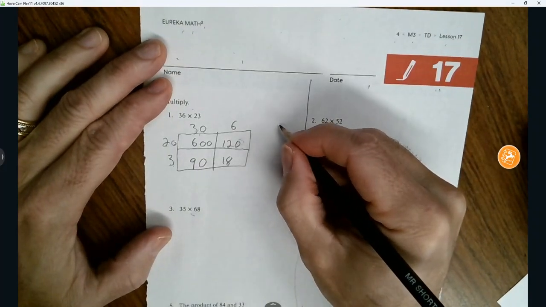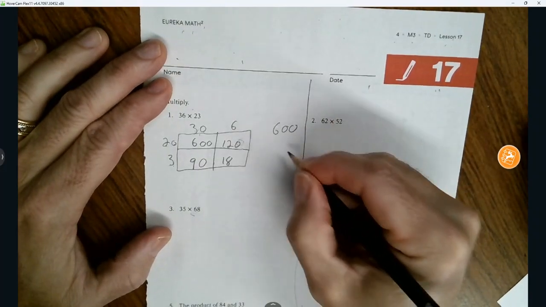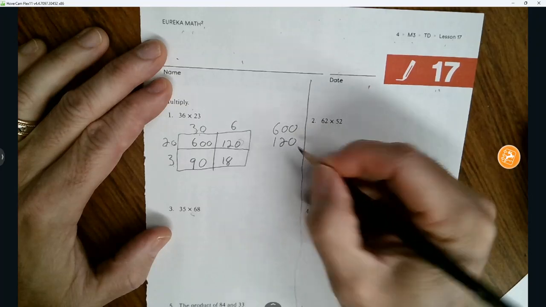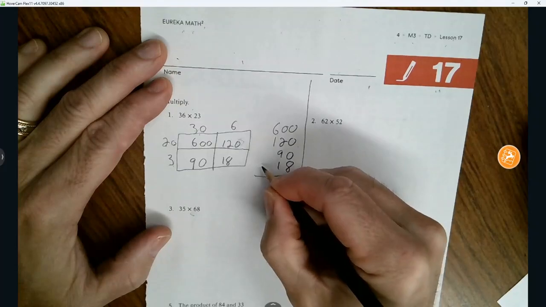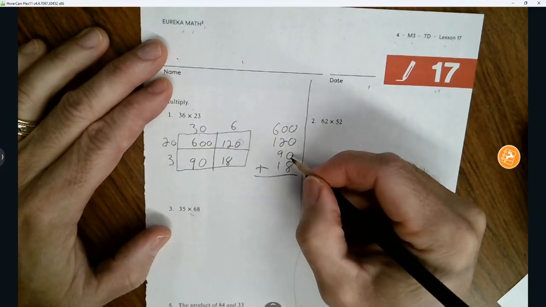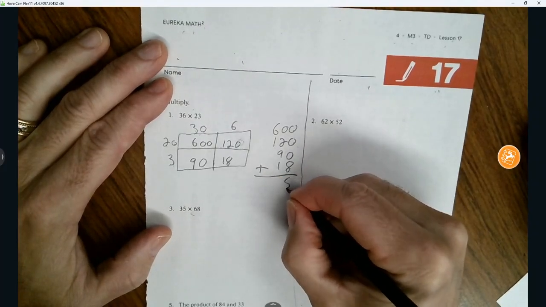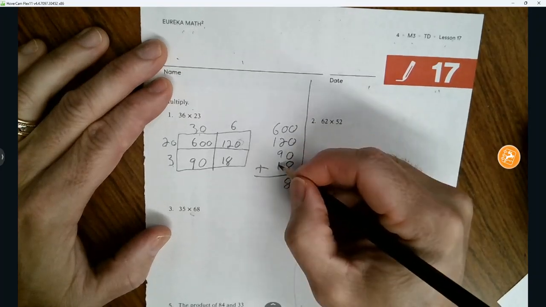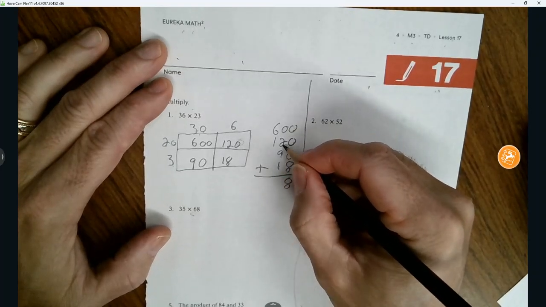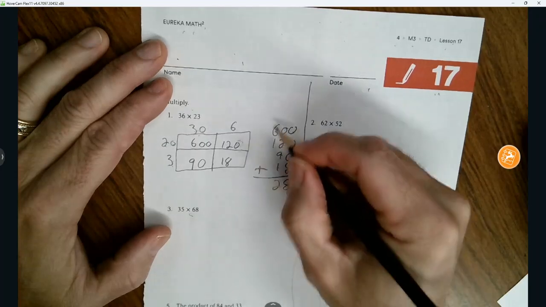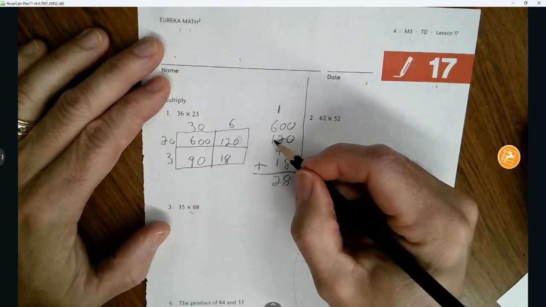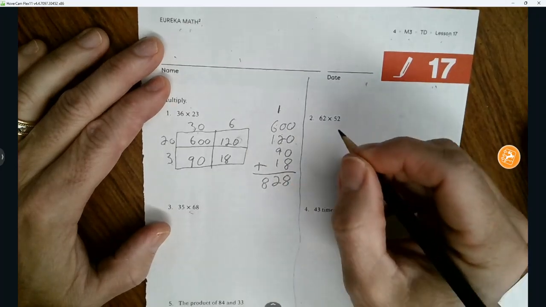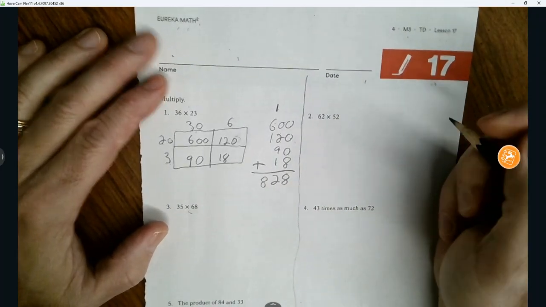All right, so let's add up. Let's go biggest number up top: 600. Next biggest, 120. 90. And 18. Now we just add this. We're at 0 plus 0 plus 0 plus 8 is 8. We got 1 plus 9 is 10, 11, 12, 2 here, 1 up here. 1 plus 6 is 7, 7 plus 1 is 8. So our answer is 828.